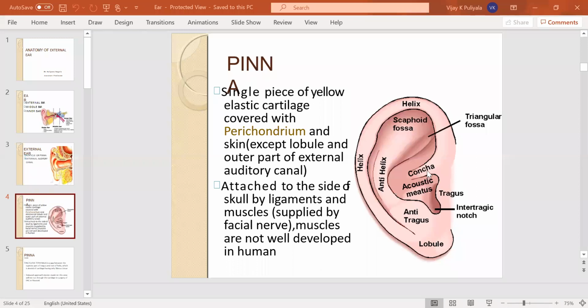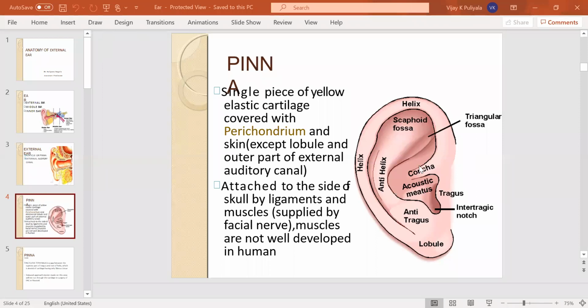A small part of the concha is present above the crus of helix. Here the labeling is lost, but this is the crus of helix. All this depression is the concha, and here we have the opening, the external acoustic meatus. The part of the concha above the crus of helix is called the cymba conchae, which provides the topographical position for the suprameatal triangle.